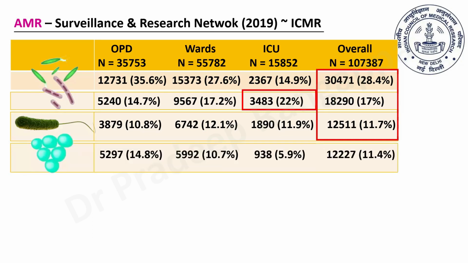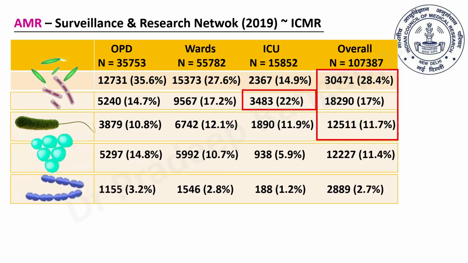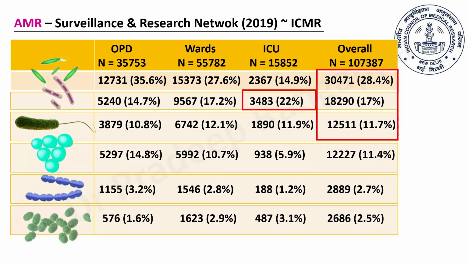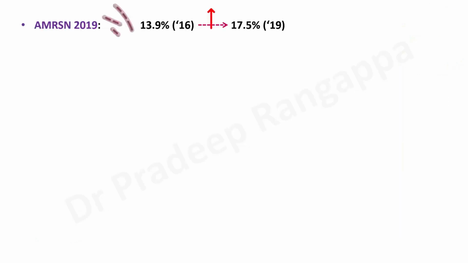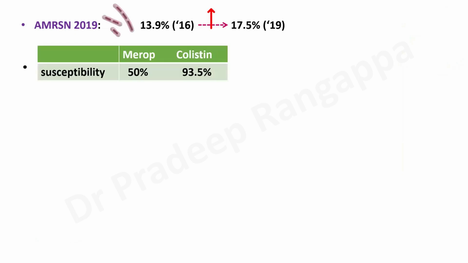Then you get gram positives. You have Staphylococcus aureus sitting at 5.9% in ICU, overall 11.4. This is Enterococcus faecalis and Enterococcus faecium. So this is the layout of the resistant bugs that we deal with in ICU: gram negatives, followed by gram positives. In gram negatives, we all know it's E. coli, UTIs are the more common, followed by Klebsiella. But in ICU, it's more Klebsiella, which is a problem. And again, that same group, the Antimicrobial Resistance Surveillance Network, in 2019 has shown a sequential rise in Klebsiella from 13.9% in 2016 to 17.5% in 2019.